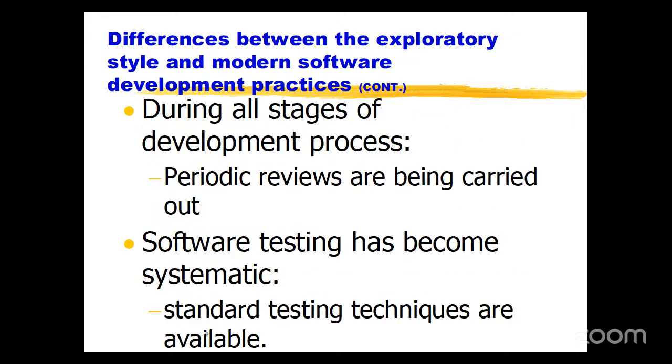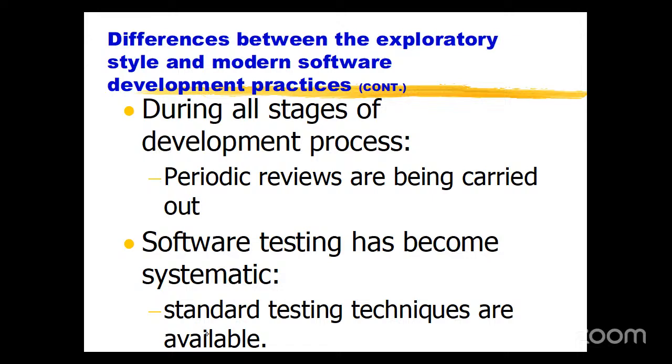During all stages of the development process, periodic reviews are being carried out. Whenever you give a project for testing or hand over a project to the customer, reviews are conducted. That is, periodic reviews, maybe weekly, 15 days, 1 month, 3 months, or 6 months. Based on those reviews, your project is analyzed for how effective it is.